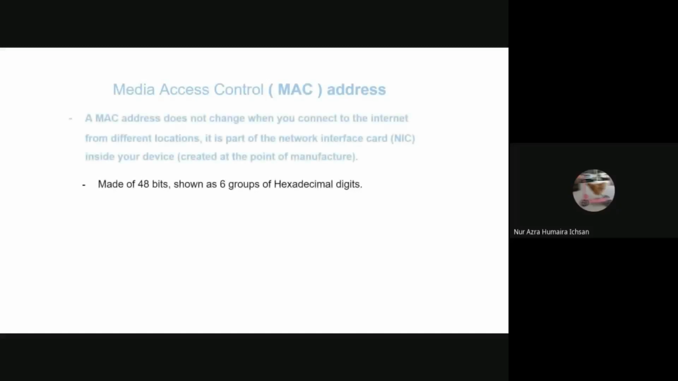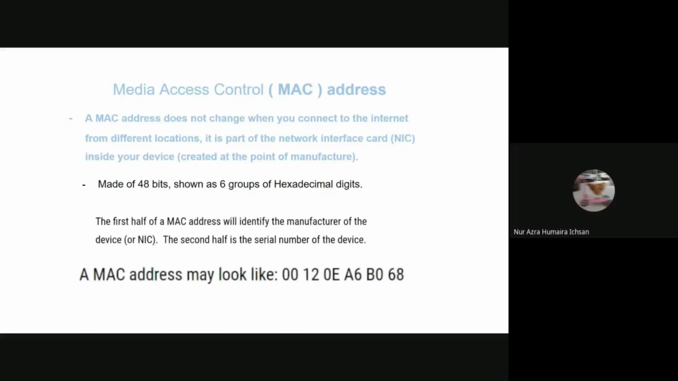Now, media access control, or the MAC address. So basically, a MAC address does not change when you connect to the internet from different locations. Just like what I said, it's a physical address. It is part of the network interface card, NIC, inside your device, and it is made out of 48 bits, shown as six groups of hexadecimal digits. This is what a MAC address may look like.